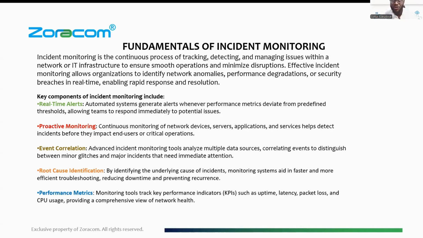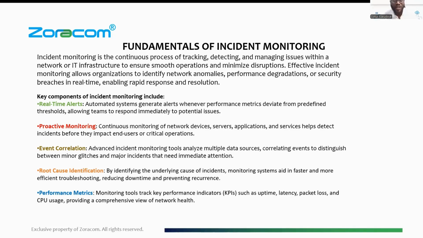For every organization, there are predefined thresholds on what their performance indexes are. It varies from sector to sector, organization to organization, and company to company. So what are those performance metrics in your organization with the predefined threshold to know when your performance is above the threshold, within the threshold, or below the threshold? You get real-time alerts if you have in place an effective incident monitoring tool like we have here in Zoracom. And this will help you to respond immediately to potential issues.